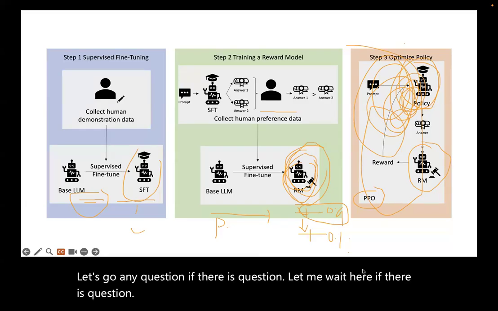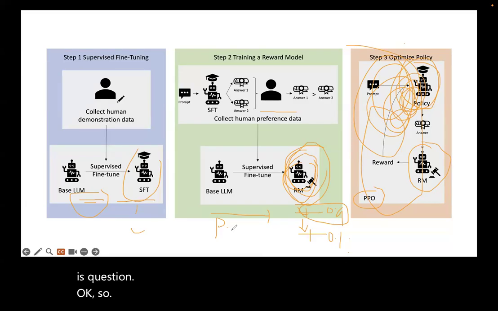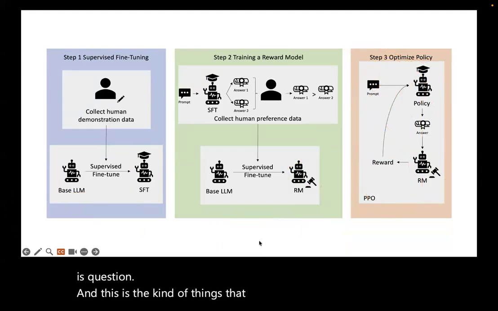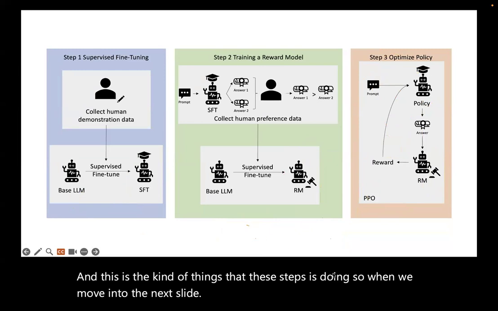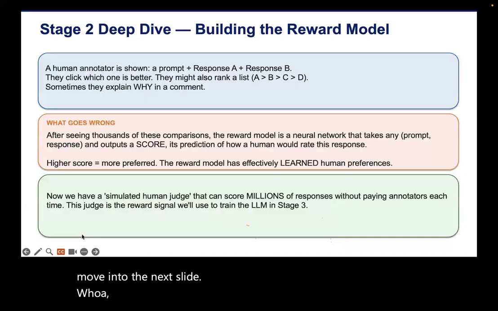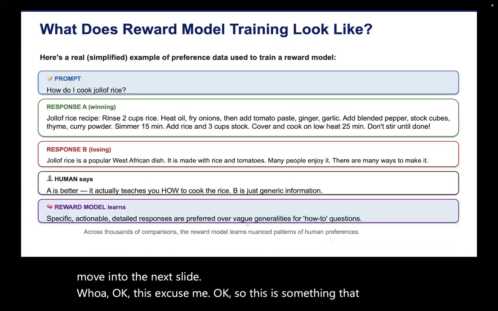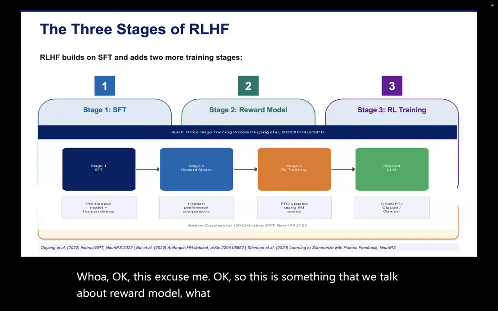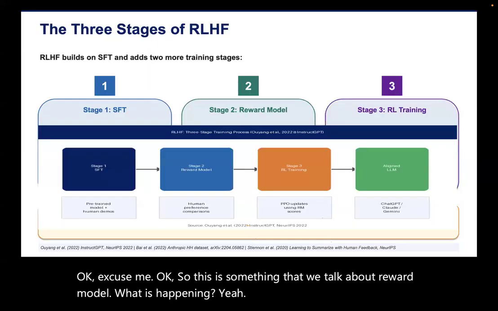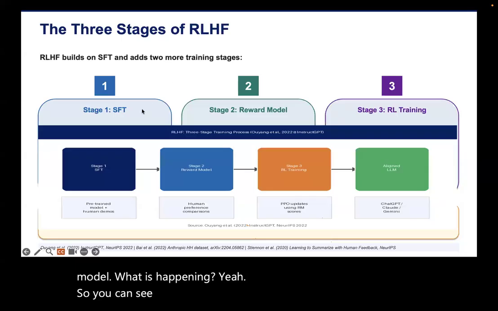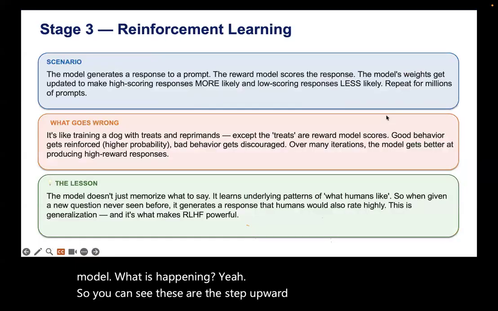Okay. So this is the kind of thing that these steps are doing. When we move into the next slide, okay, excuse me. So this is something where we talk about the reward model. What is happening? You can see these are the steps of RLHF: SFT, then reward model training.